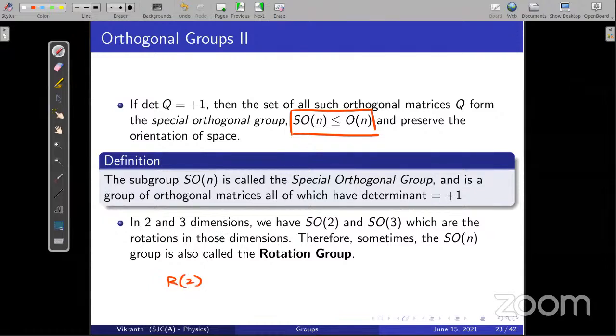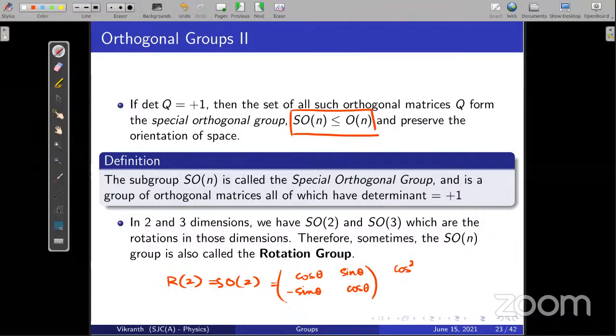Your R2 or your SO(2) is [cos theta, sin theta; minus sin theta, cos theta]. This is the 2-dimensional rotation matrix. So you can observe that the determinant, which is cos squared theta plus sin squared theta, is still equal to +1. And this represents a rotation by some angle theta in your 2-dimensional space. You can go ahead and build up a 3-dimensional case for the same. And that is why the groups of orthogonal matrices, or special orthogonal matrices, are the rotational groups. And that's about the orthogonal groups.